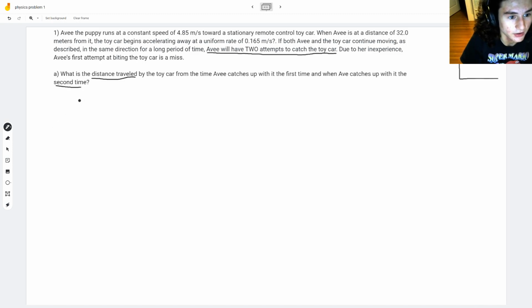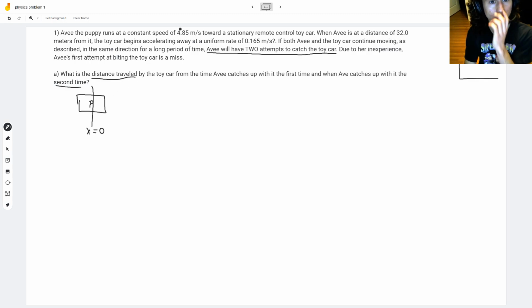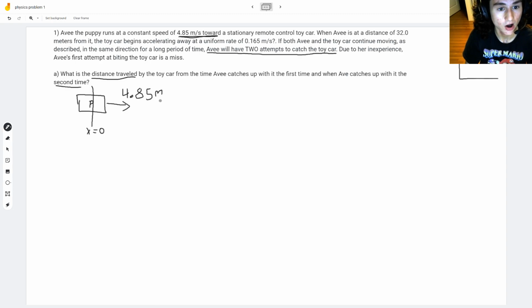So I'm going to draw a diagram. We have, I'll just say P for puppy. This represents AV the puppy. And I'm going to set this as x equals 0. Okay? So we can see this dog is running at 4.85 meters per second. Given it's a constant speed, and given it's in the same direction, we can assume that this is going to be the same as velocity as long as we consider the direction of this. This isn't a force, it's just a vector representing the speed.